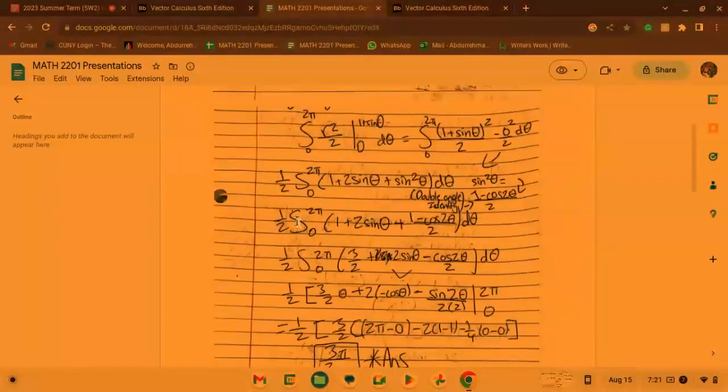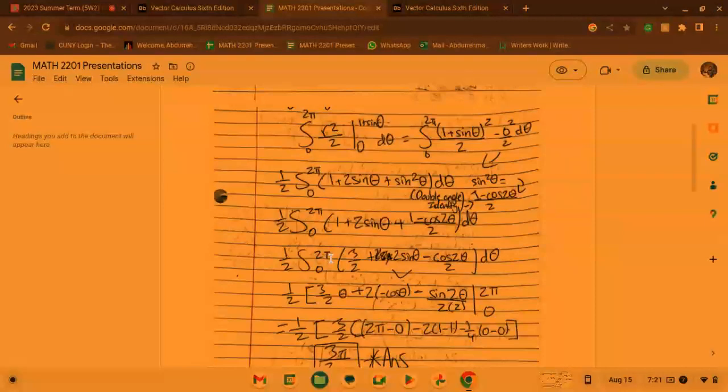Now we have to move on. We simplify this expression even further. We get 3 divided by 2 plus 2 sine theta minus cosine of 2 theta divided by 2. Now we finally integrate. So we have to plug in the 0 and the 2 pi, meaning the outer integral. The inner integral is done already. So to do that, we have to first integrate this expression.